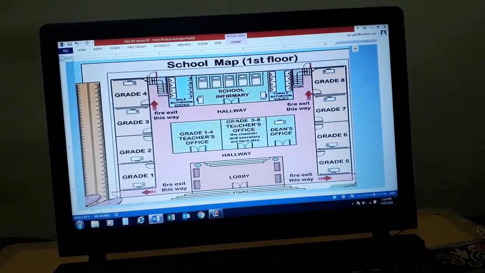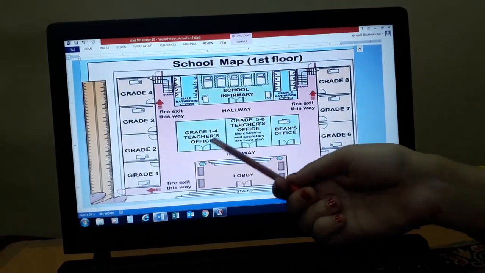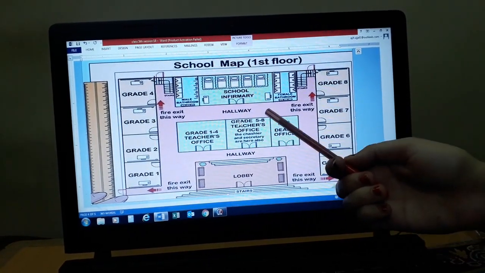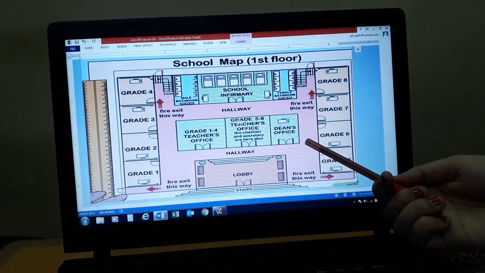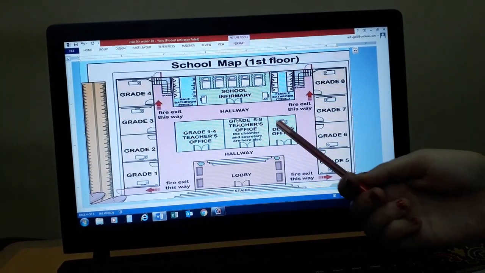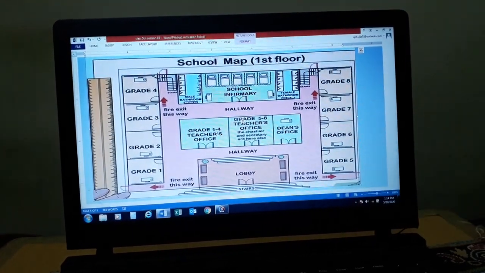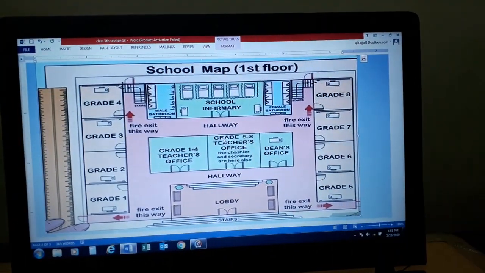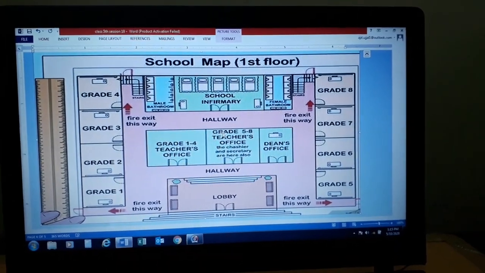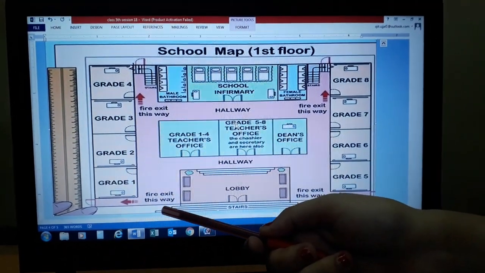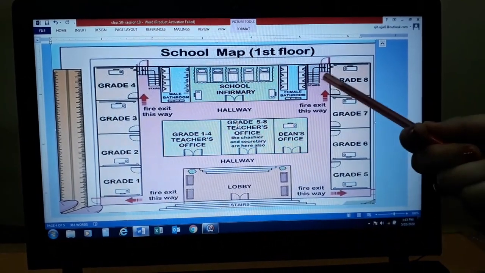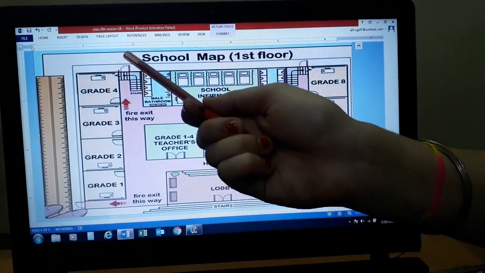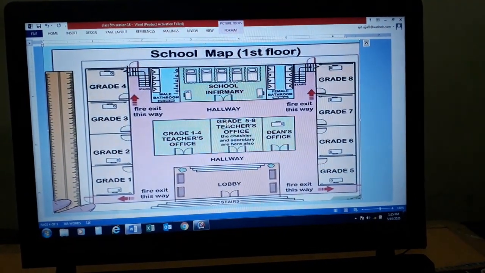A big hall is there. Now, the grade 1 to 4 teachers office, that is the staff room for class 1 to 4 teachers, the staff room for class 5 to 8 teachers, and the principal sir's or ma'am's office. Then students, in the class 5 to 8 staff room, you can see again a portion is there, that is the room of the cashier. Then fire exit way is there, fire exit way and fire exit way. Students, here are also stairs that will go to the second floor.